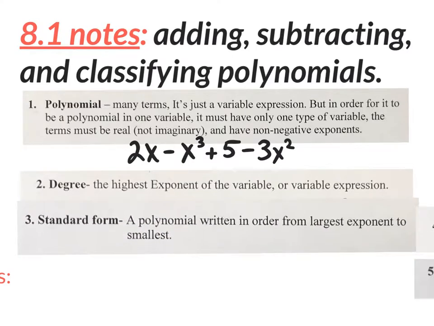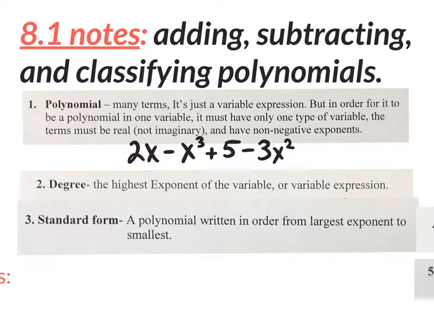Standard form. Now again, form, you guys remember slope-intercept form? Y equals mx plus b? Form is just the way it looks. So a standard form polynomial, it has to be organized. We need to make it look like a certain way. And what is that? It's a polynomial written in order from largest exponent to smallest. So as you could see, this polynomial up here is definitely not in standard form. Okay? So let's rewrite this above polynomial in standard form.